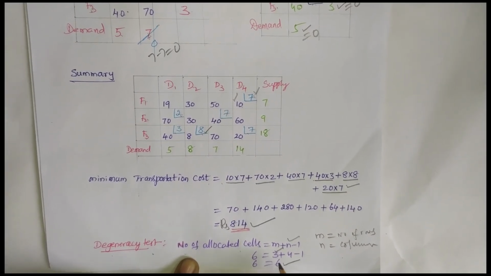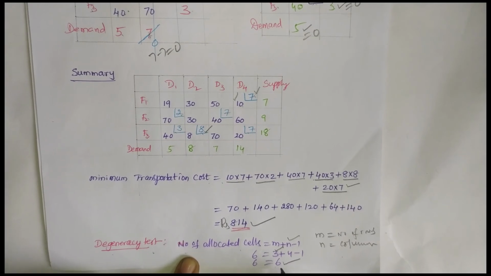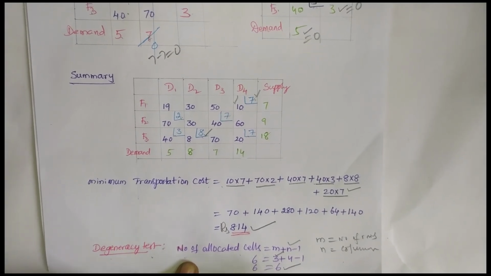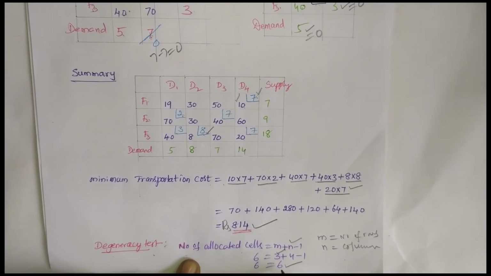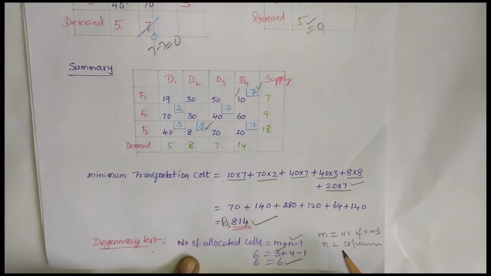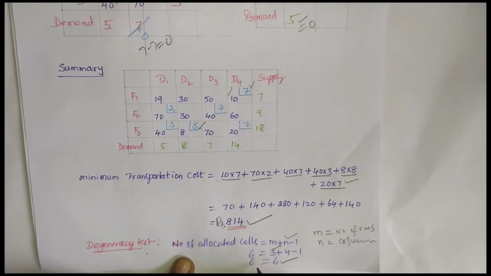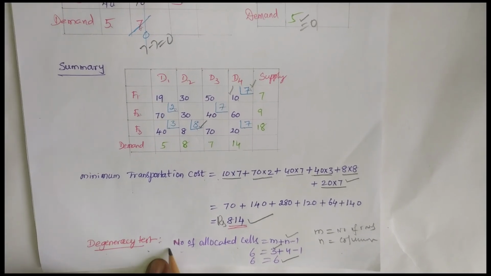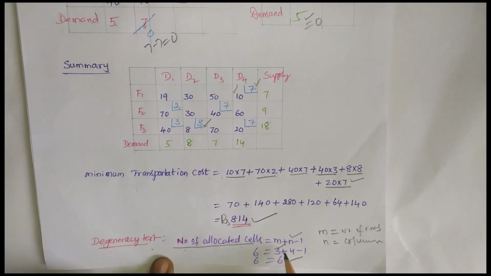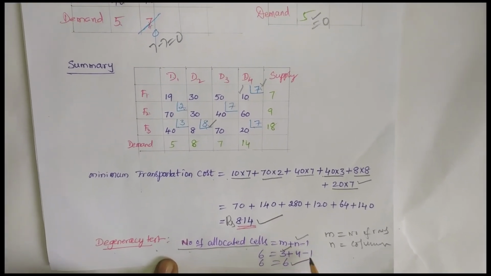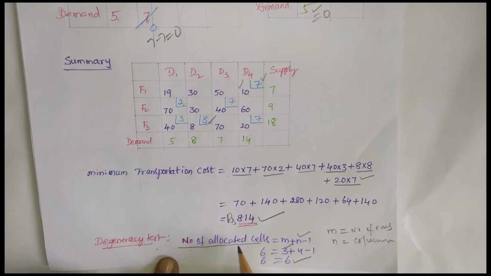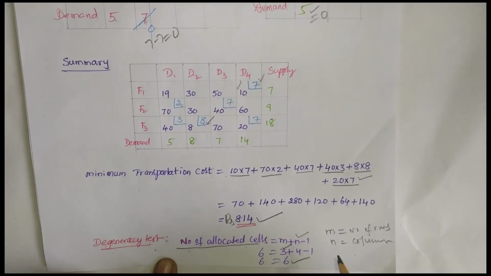If this is not equal, the problem has degeneracy. So here the number of allocated cells equal to m plus n minus 1. So that's why the solution does not have degeneracy.